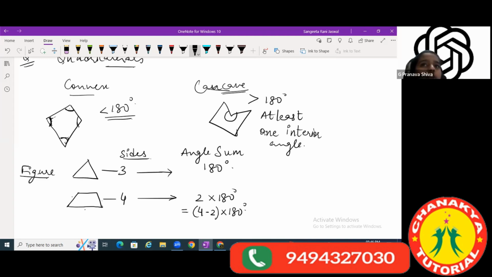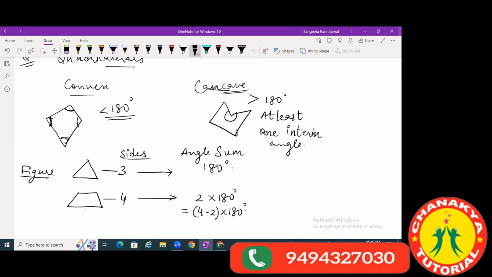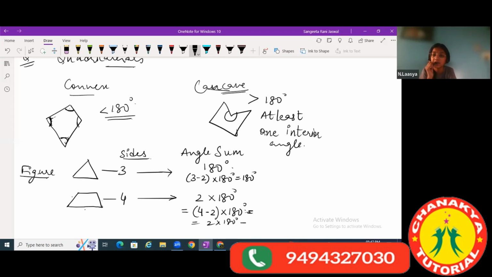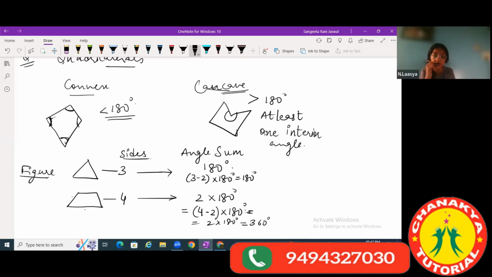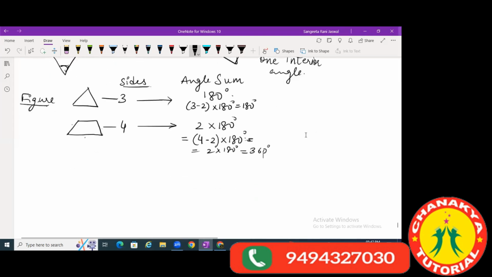Where did you find the 10 minus 2 times 180? Yes, the formula, I will tell you. Similarly, in this case also we could have written it like this, 3 minus 2 into 180. Here also we could have written like this, no? So that is 1 into 180, which is 180 only. Are you understanding? Could you say that formula again, ma'am? I didn't get that. I'm coming to that formula, okay?